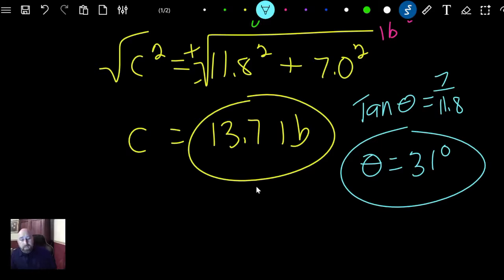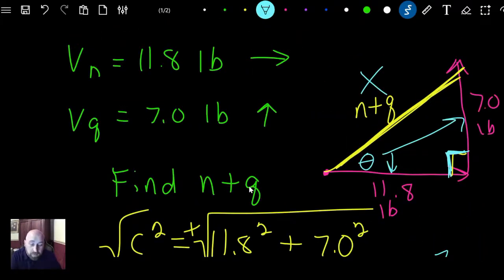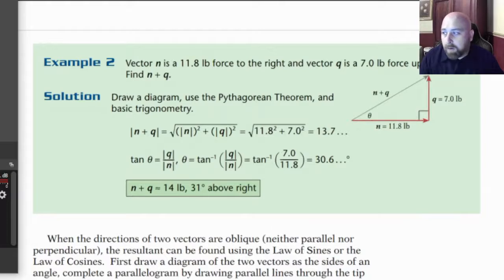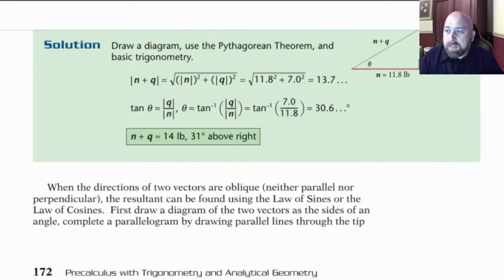Our answer would be that our angle is 31 degrees, and we would have a 13.7 pound force going in some direction. And what would the direction be? The direction would be like a north up right. This one didn't give direction, so it didn't give north, south, east, west. It gave a right and up. So you could say upward to the right, or above right is I think how the book says it. Yeah, there you go, above right. So 14 pounds of force, 31 degrees, up and right, or above right.